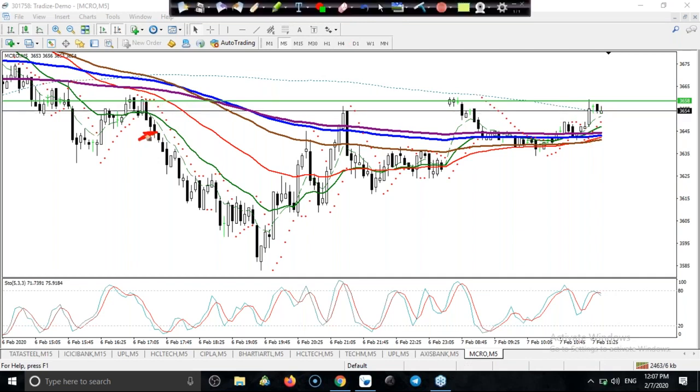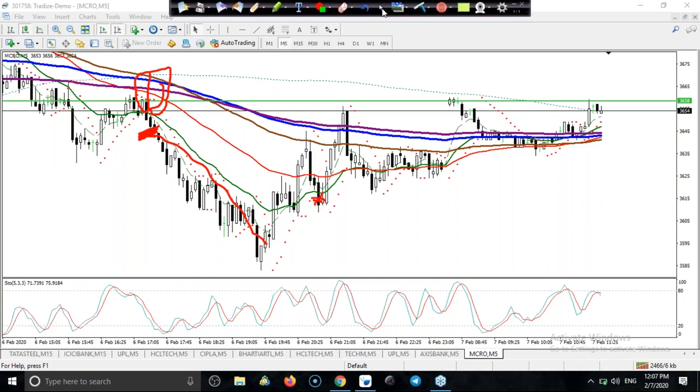Here somewhere sell opportunity we have seen. All right, in that area we have seen they are placing a downtrend and they are giving a sell opportunity and price drops down. And again, you can see where the sell opportunity is here. I can see a sell opportunity in this area, but it fails.